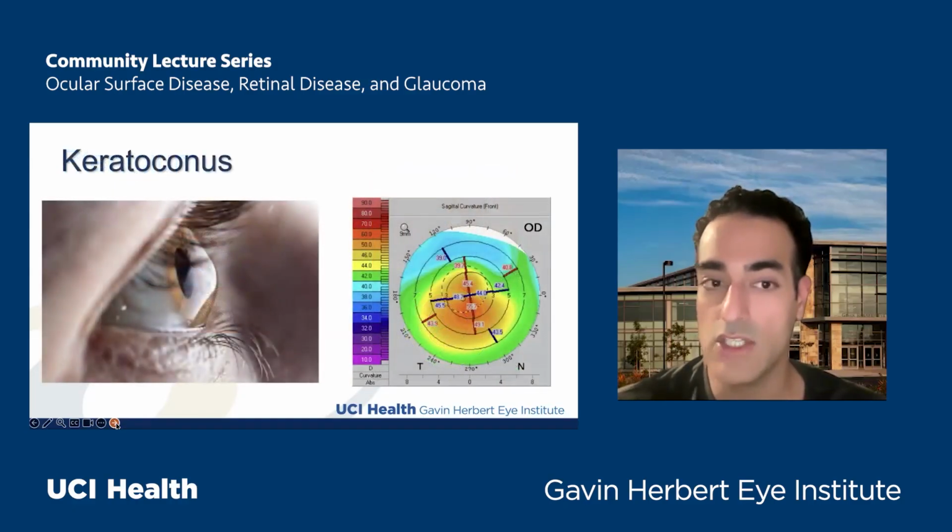Keratoconus, another condition with irregular astigmatism that can play a role when it comes time for cataract surgery. So it's important that this is screened for and properly treated. We have a procedure where we can stabilize this if it is progressing.